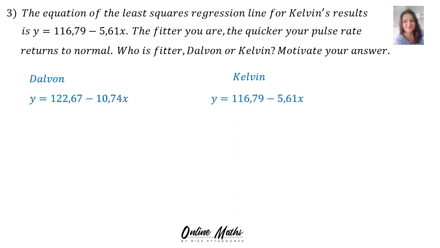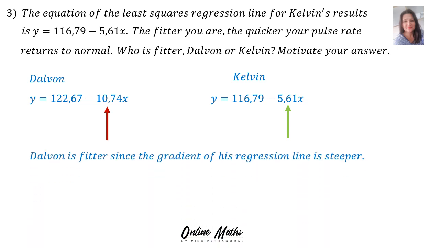Now, when you zoom in on Dalvin's regression line's equation, this value is the gradient. And for Calvin, the gradient is minus 5,61. Dalvin's is minus 10,74. This means that Dalvin is fitter since the gradient of his regression line is steeper.